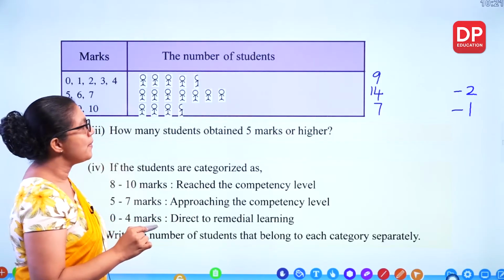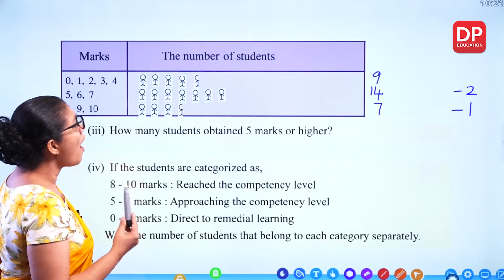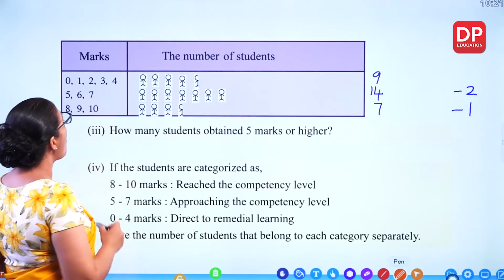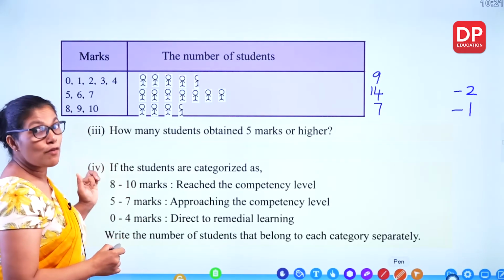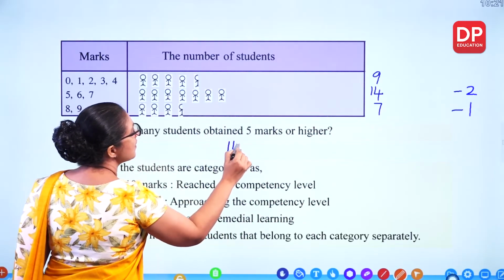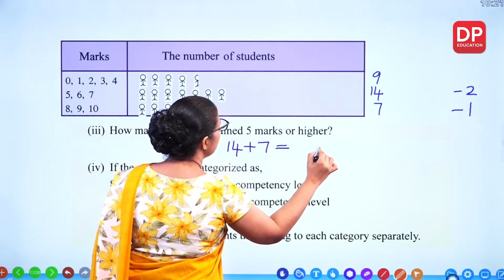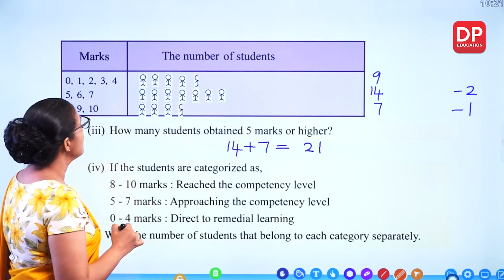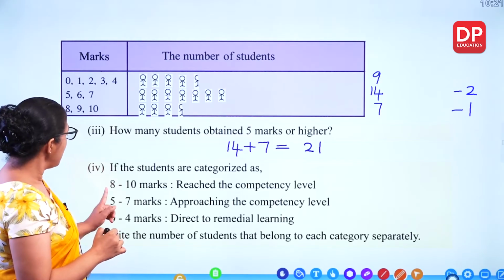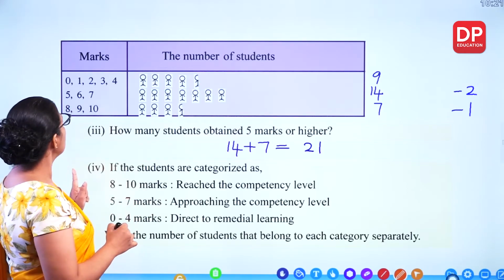So that's the pictograph. How many students obtain 5 marks or higher? Look at the diagram. 5 or more means 5 is also included. So that means we are adding 14 and 7. 14 plus 7, you get 21 students.